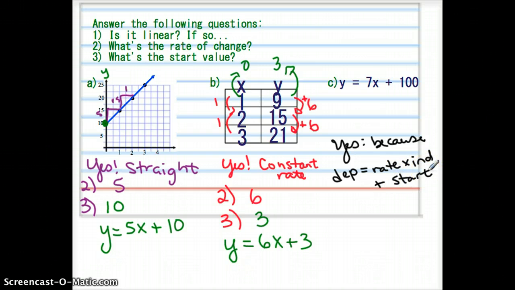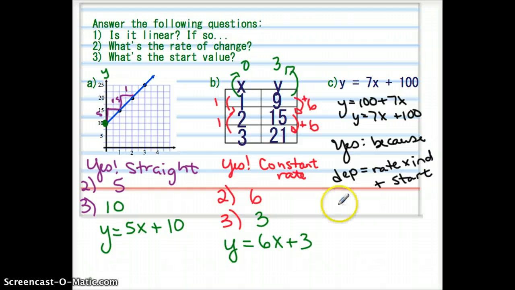Okay, and by the way, if this said y equals 100 plus 7x, I hope that you would notice that because of the commutative property of addition, you could change it back to y equals 7x plus 100. Okay, so think about your properties and don't just say, is it in that form already? You're allowed to use some of your properties and play with it a little bit.